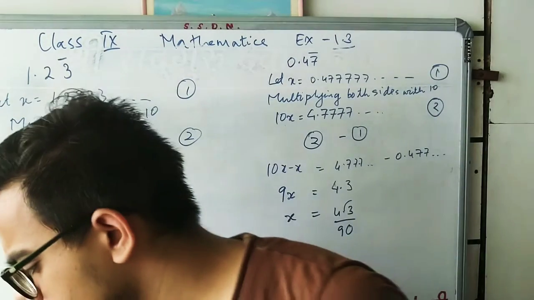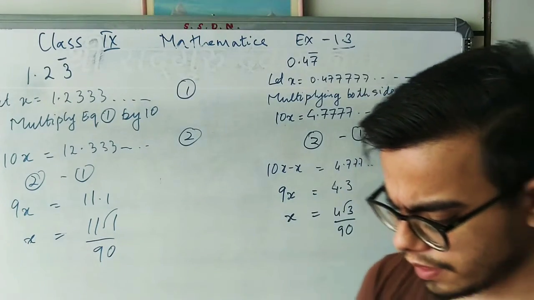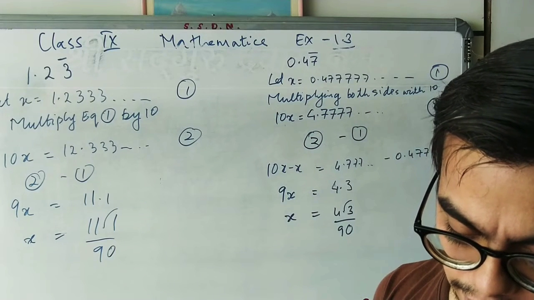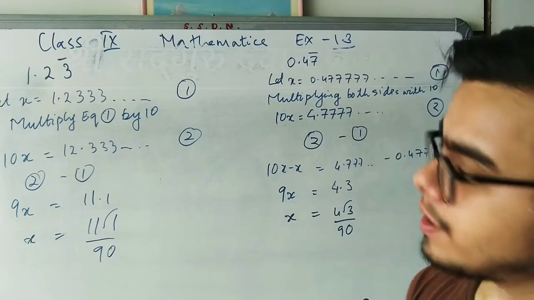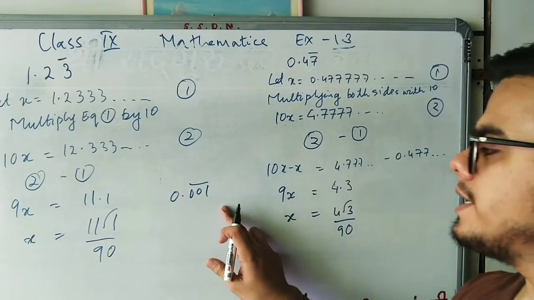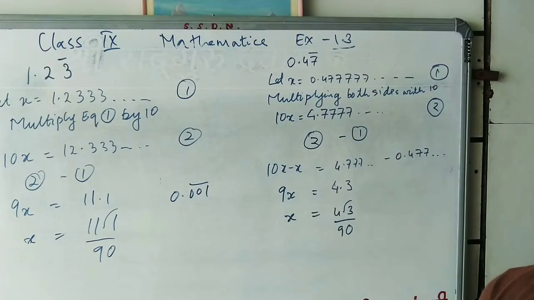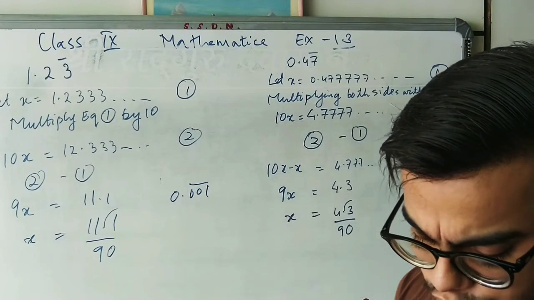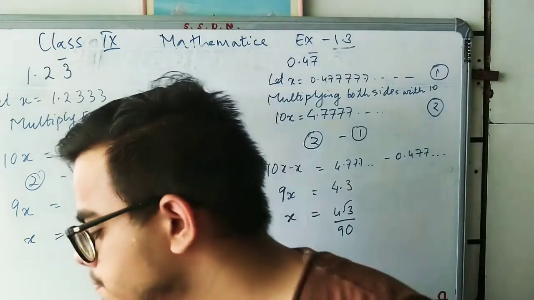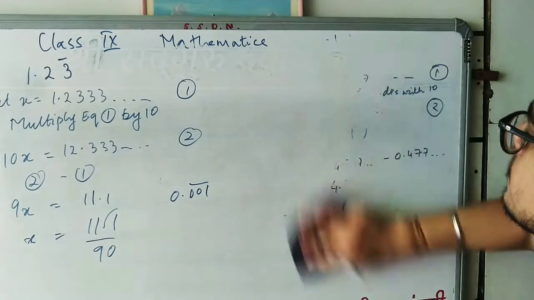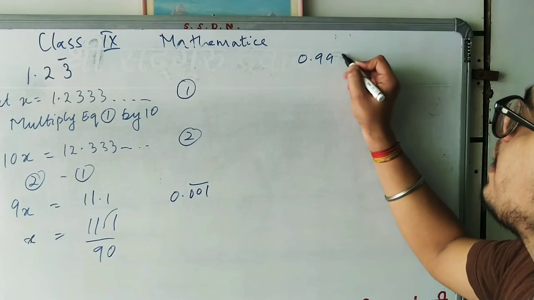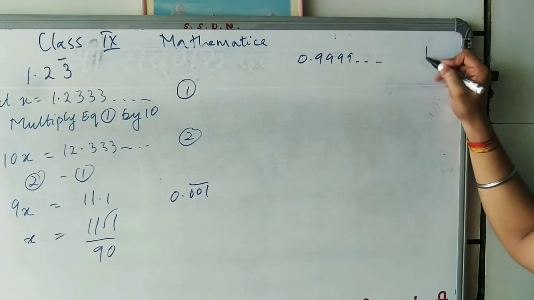Now you could easily solve the first question, which is 0.6 bar, and the third one, 0.001 bar. Since 3 digits are repeating, we would multiply by 1000. Now the fourth question is to express 0.99999 in the form of p upon q.